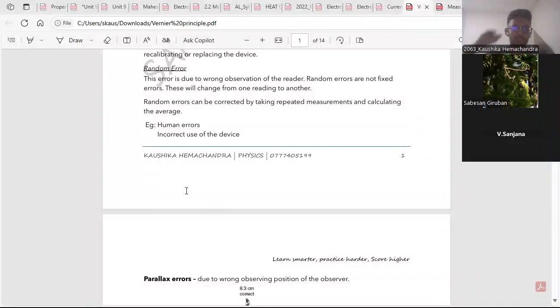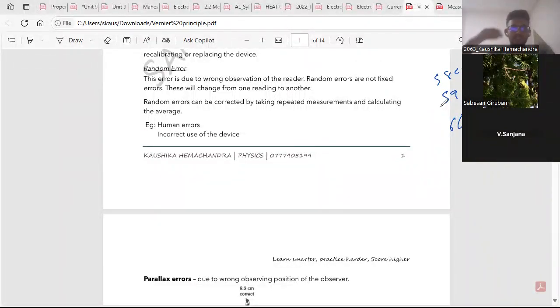I mean, I can take a reading, let's say the length of a certain wooden block. I'm going to measure using a meter ruler, and I get 59 centimeters. And another person can measure the same length using the same meter ruler and get 60 centimeters. Another one can get 58 centimeters. Another might get 59, right? So it changes from observer to observer, right? The random errors are not fixed. That's why it says random.